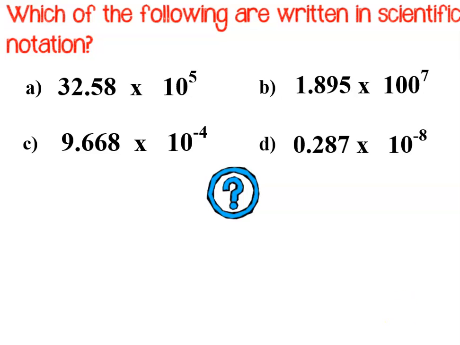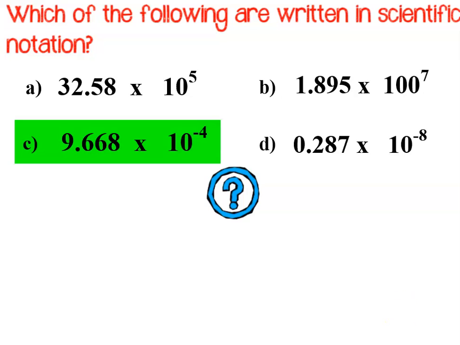All right, let's check your answer. The only correct answer was C. And that's because this number has a coefficient that's higher than 10. This one has a base that's higher than 10, right? That says 100. And this one has a coefficient that's less than 1. You can't have a 0 to the left of the decimal point.